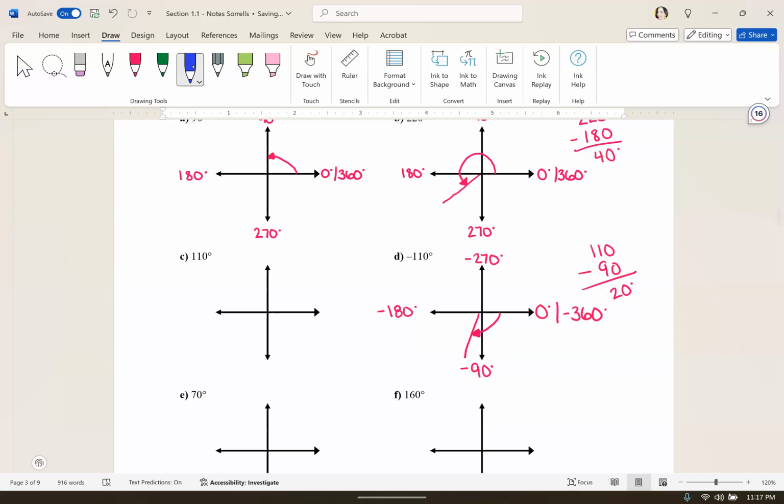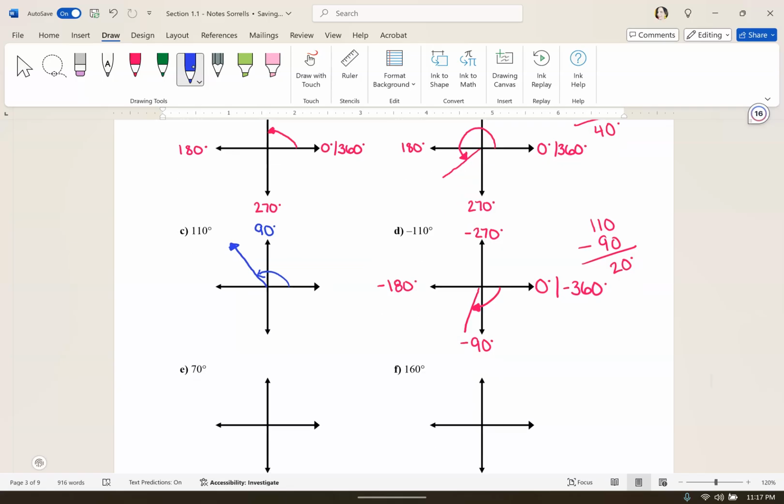Okay. So let's go ahead and check these other ones and see how we did. So C is positive. So hopefully, again, you labeled that. So that means I am going slightly past 90. So remember, 90 is right here. So I'm going to go slightly past 90 for my angle. Okay. And like I said, once you get used to these, you don't have to constantly label them, but label them until you get used to them.